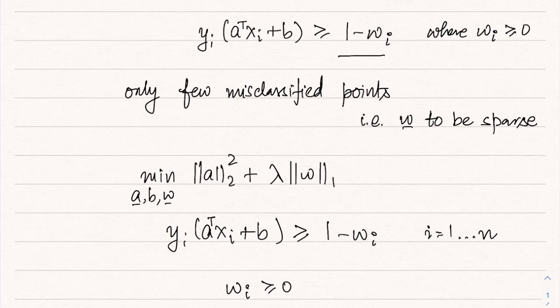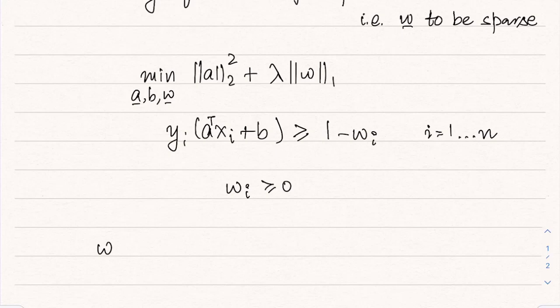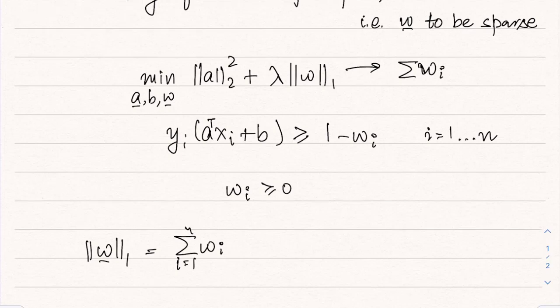Note that since W is greater than or equal to 0, the L1 norm of W is nothing but the summation of W, because the absolute value of wi is nothing but wi itself. So this part can also be replaced with the summation of wi. Let us try to visualize what is going on here.